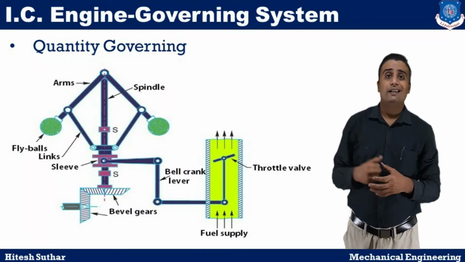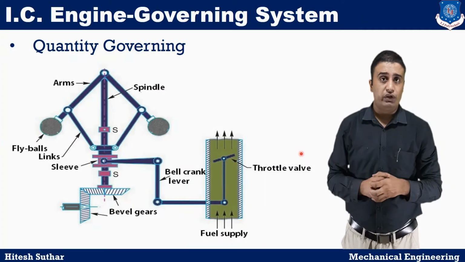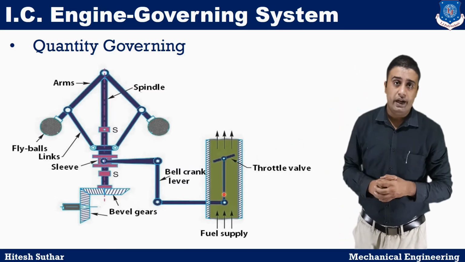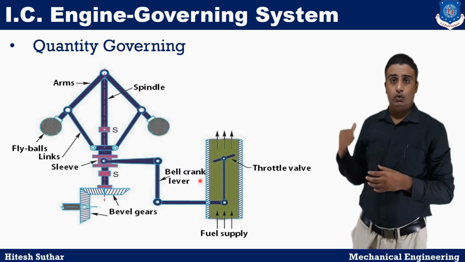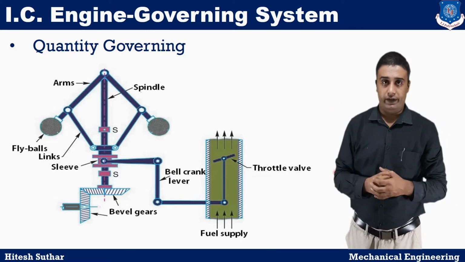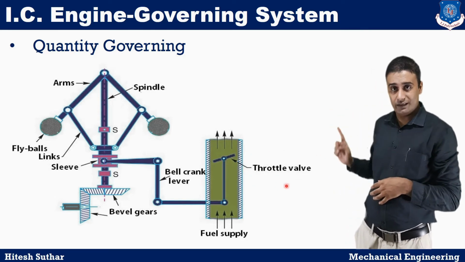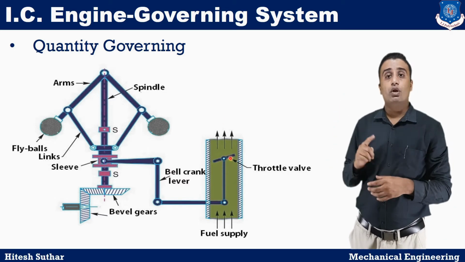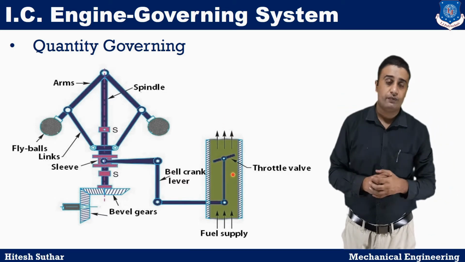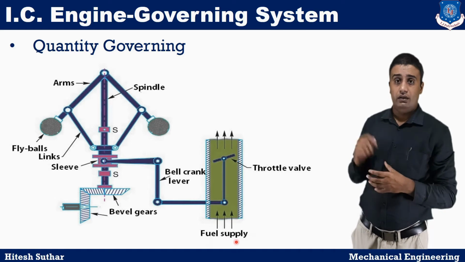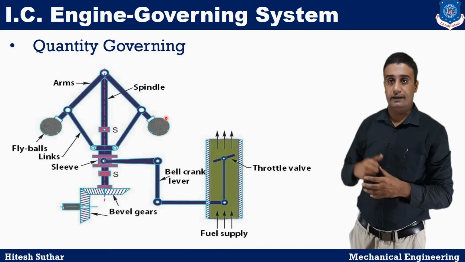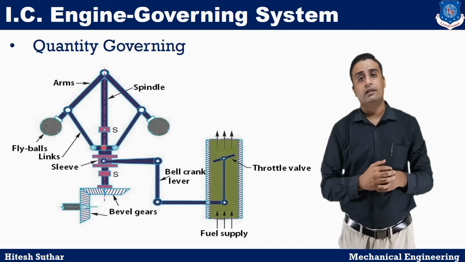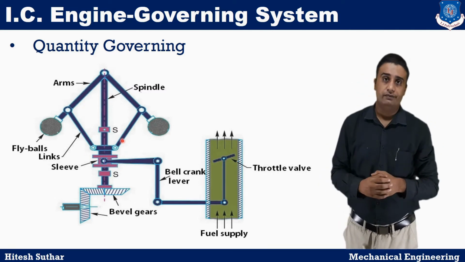So let's understand this concept of quantity governing, means by the centrifugal governor, through this diagram. As you see in this figure, the throttle valve is controlled by the centrifugal governor. If the throttle valve is in a straight condition, means in a vertical position, more fuel is supplied to the engine cylinder. As seen in the figure, the fly balls are connected with the links with spindle and sleeve mechanism, same as we discussed in the quality governing method.